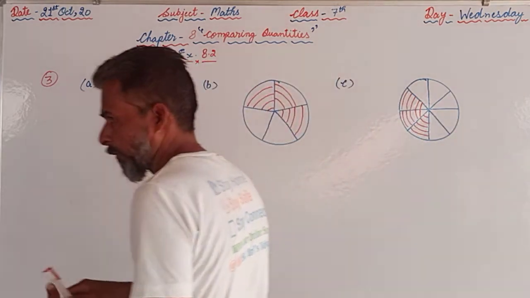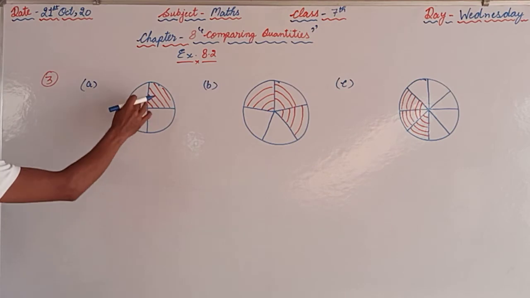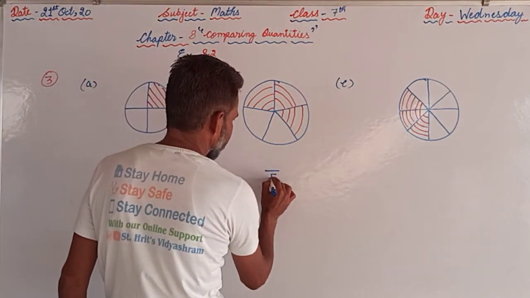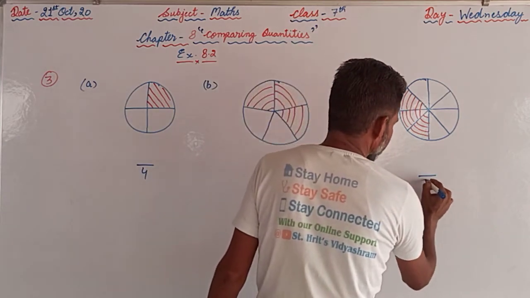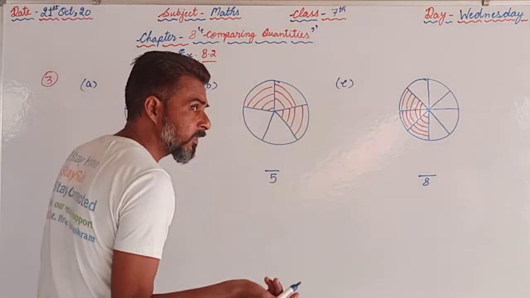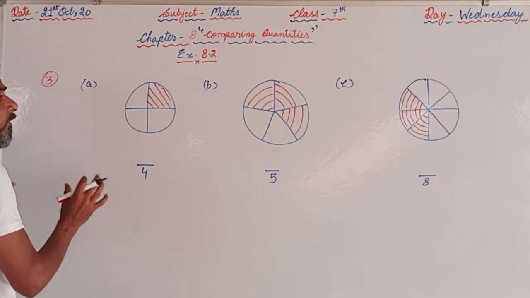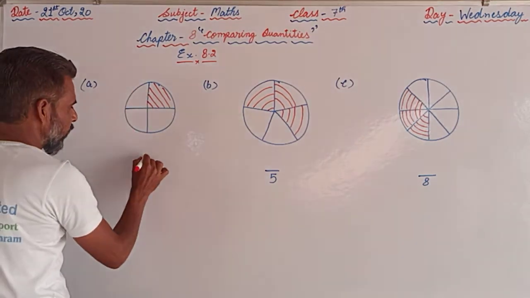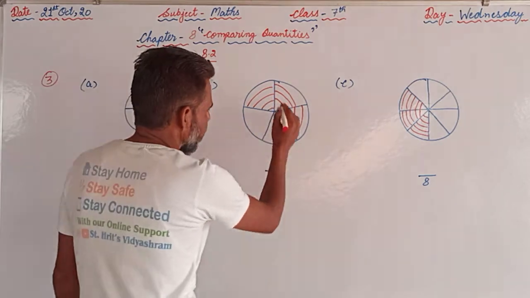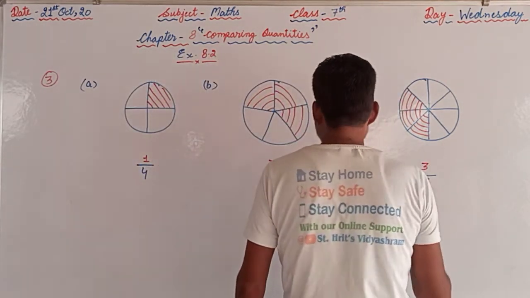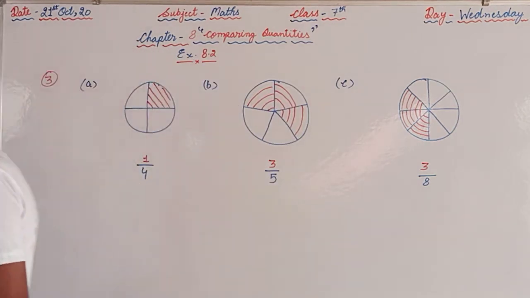first of all we are supposed to write the fraction. So here total number of parts are 4, here total number of parts are 5, here total number of parts are 8. Denominator represents the total number of parts and the numerator represents the part which has been shaded. So 1 out of 4, 1 upon 4, 3 out of 5, 3 upon 5, 3 out of 8, 3 upon 8.